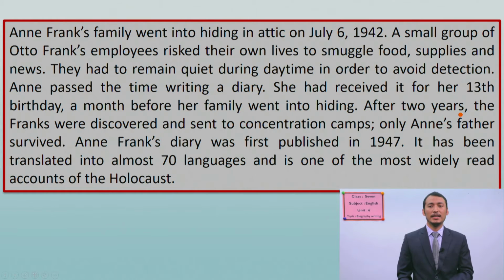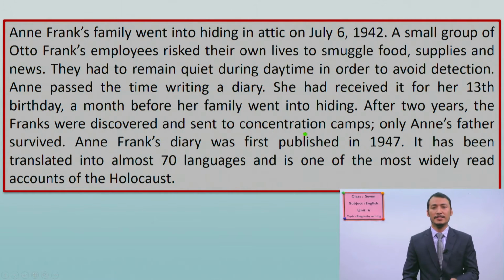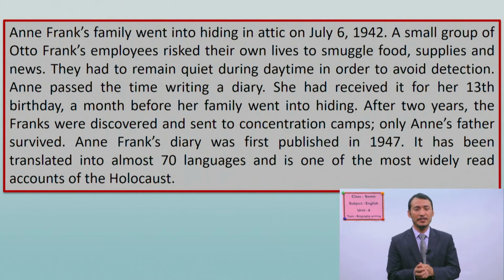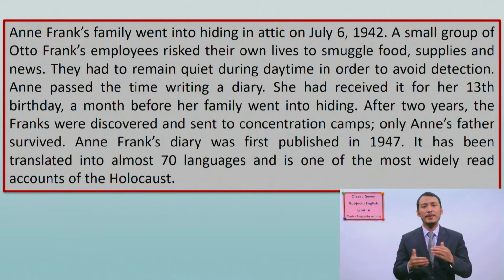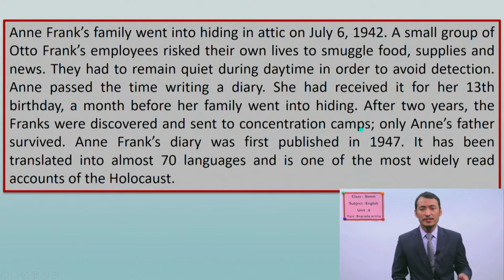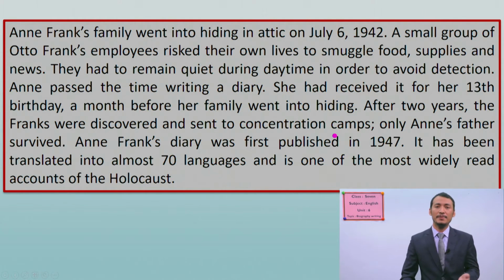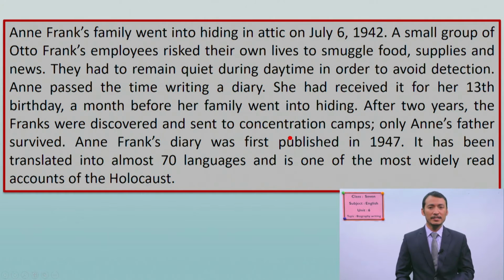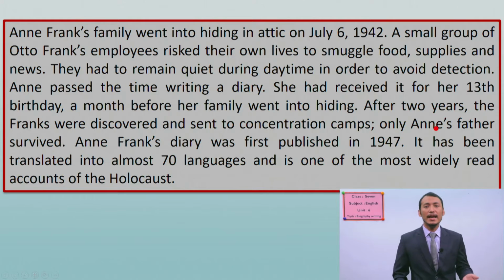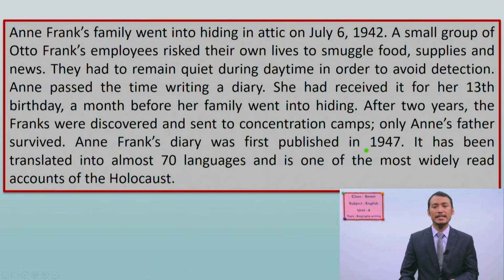After 2 years, the Franks were discovered and sent to concentration camps. They hid under the roof for 2 years. Imagine how long that is, and how they spent their time under a roof in a house. Concentration camps were the places where Germans killed millions of people by giving them poisonous gas. Only Anne's father survived, and Anne Frank's diary was first published in 1947.